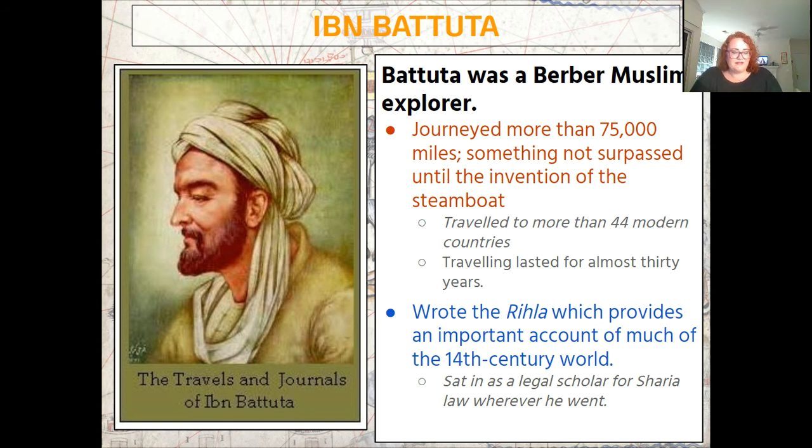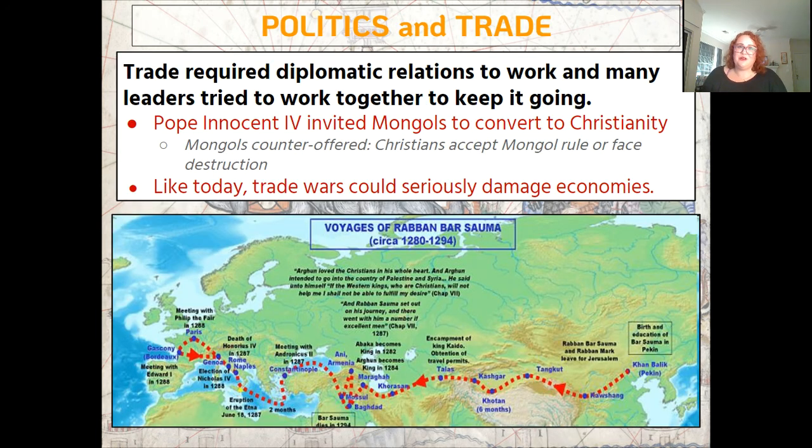And like Marco Polo, Battuta actually wrote down his experiences and his accounts of what the world was like in the 14th century in a book called the Rihla. And as a part of this book, he details his experiences of being able to sit in as a legal scholar for Sharia law wherever he went. So he was a highly regarded traveler and explorer. He wasn't a merchant, he was just out exploring the world, and he documented it just like Marco Polo did.